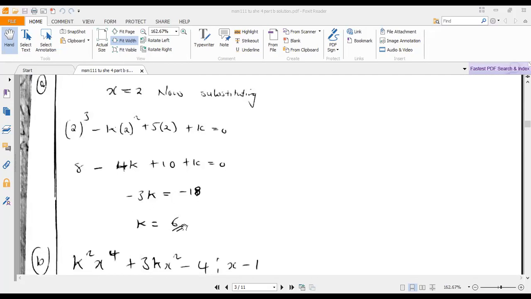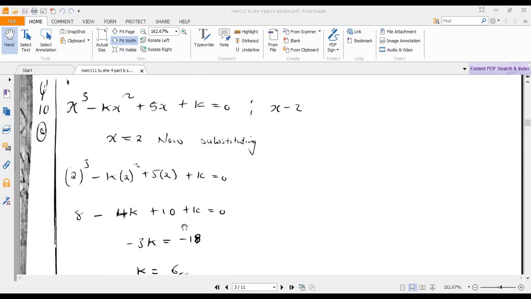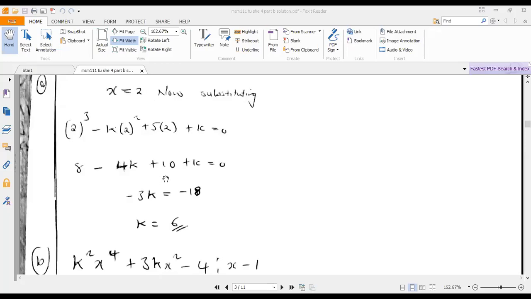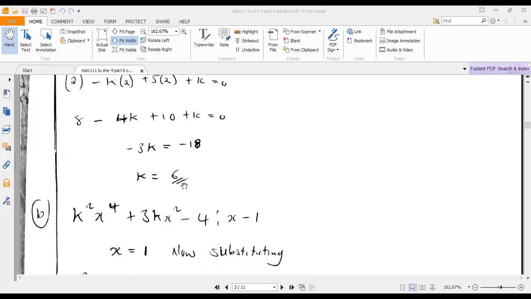So for question 10, that's how you solve those polynomials. If you are solving for k, just keep in mind that you can always look for the factor of the same equation. Then you say the same equation is equal to 0. Then you just solve for k. So here our answer is simply 6. That's our k. And then for b, it's the same.